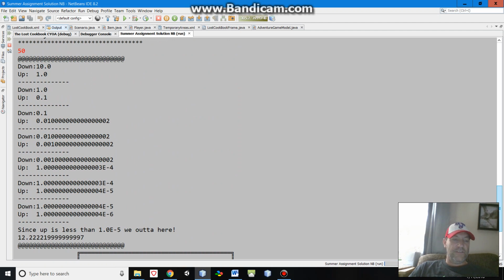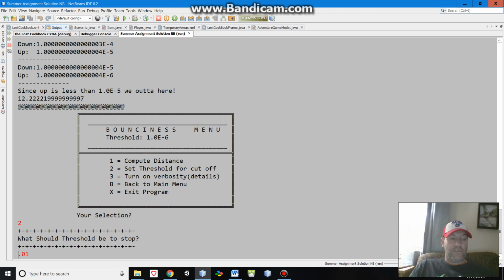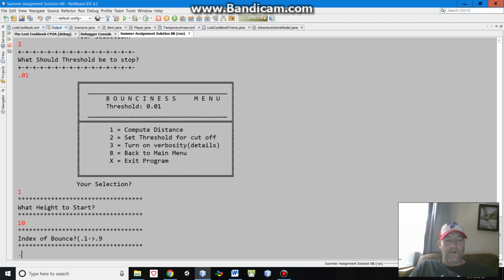Because eventually the up distance right here is less than our cutoff. And so, in fact, we don't add that in. So we have a shorter distance because we know that the ball, if it doesn't bounce up high enough, eventually we're going to cut off our loop. My program allows you to set your own threshold. If you want to do that, I think it's a nice touch. I can change that threshold, but that's certainly not required for anybody out there.